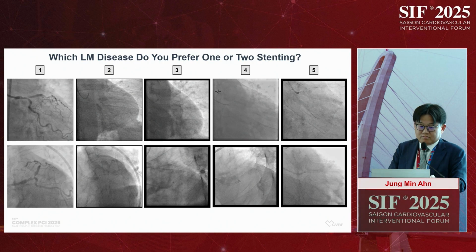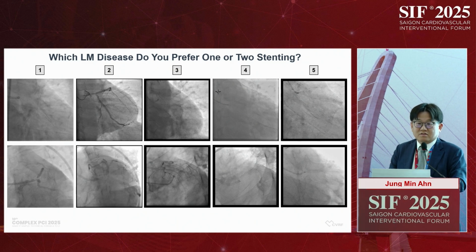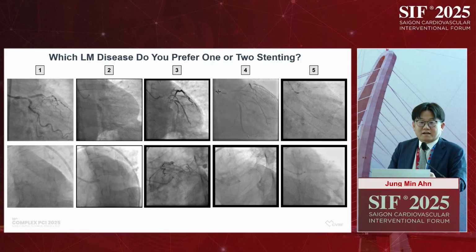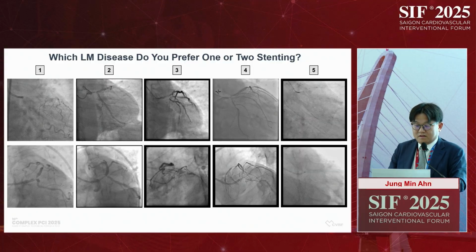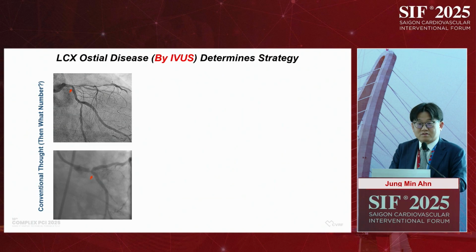There are lots of left main bifurcations. Somebody wants to treat all bifurcations by simple crossover stenting. Somebody wants to treat all left main bifurcations using the two-stent technique. How do we decide between simple crossover and the two-stent technique? Currently we have only one criterion to select two-stent or simple crossover, and it is an angiographic criterion. You know, angiography is not reproducible. My visual estimation is different from another person's visual estimation.